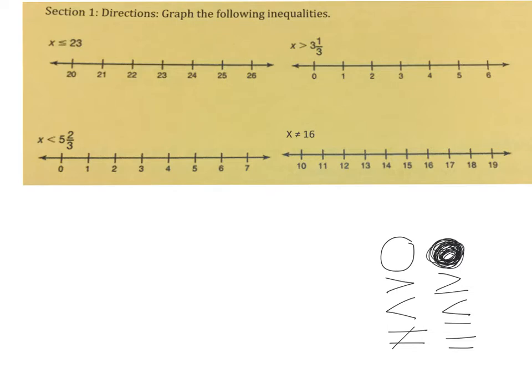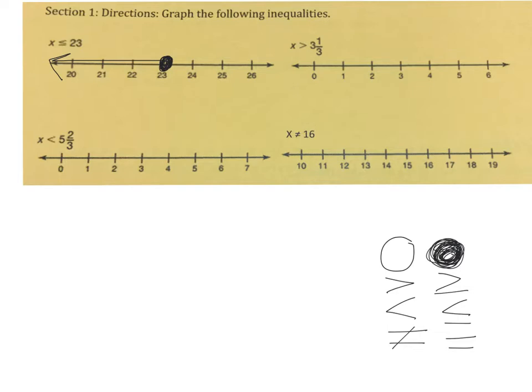All right, so our first inequality is x is less than or equal to 23. If I look at the symbol, I know that I'm going to have a closed circle on 23. Now it says x is less than or equal to 23, so I know that my x, or my solutions, are going to be less than. And you also notice the alligator mouth is not open to the x, so I know it's the smaller numbers. So I'm going to go to the left because all of those numbers are less than 23. 22 is less than 23, 21 is less than 23, and 20 is less than 23. But we can also have it equal to 23. That is why our circle is closed.